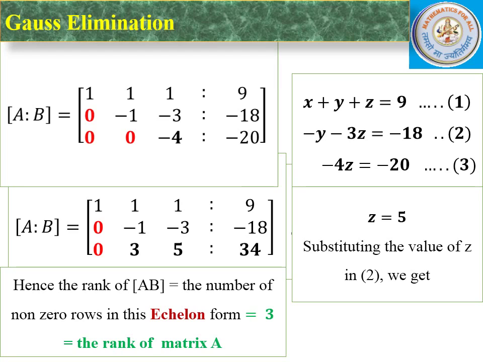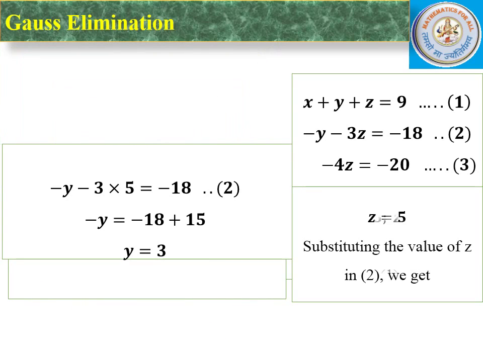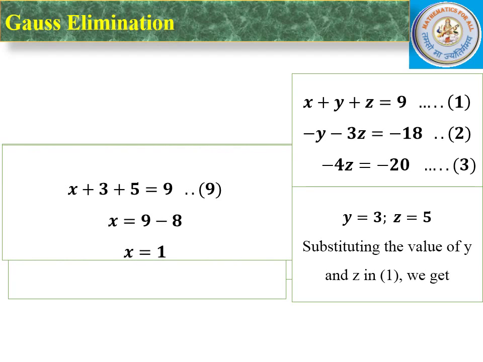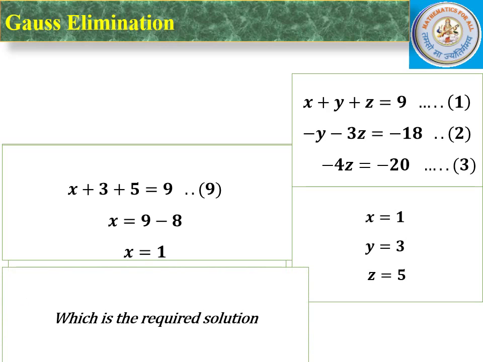So now we substitute this value of z in equation 2. What do we get here? We get y is equal to 3. Thus we have y is equal to 3 and z is equal to 5. Now we substitute these two values in equation 1 and finally we get the value of x, that is x is equal to 1. Thus our solution is x is equal to 1, y is equal to 3 and z is equal to 5, which is the required solution.